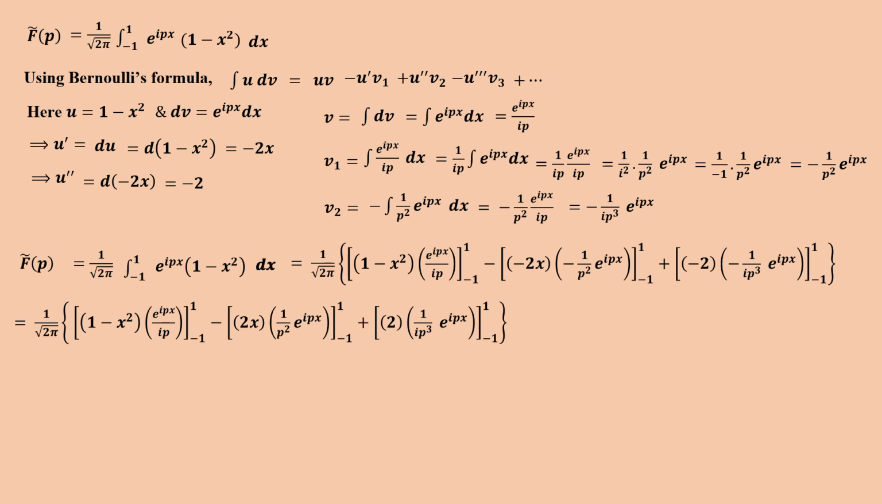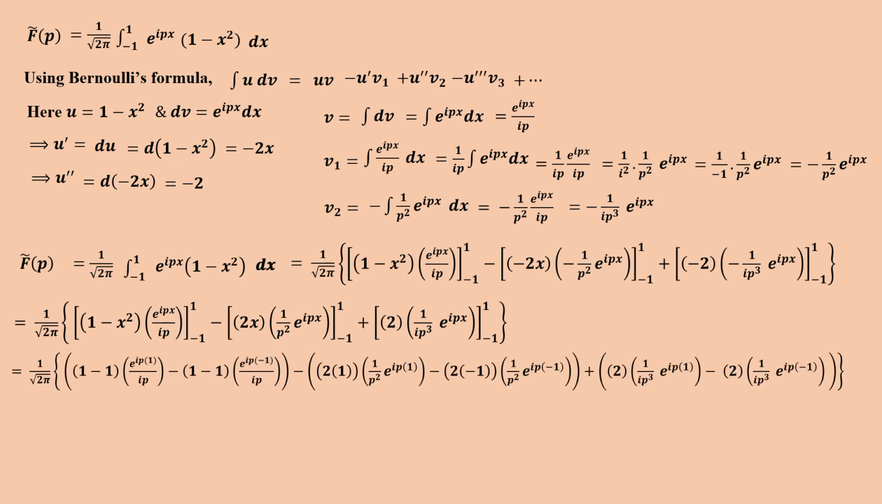So that is equal to 1 by root 2 pi, 1 minus x square e power ipx by ip, minus 1 to plus 1, limit minus 2x 1 by p square, so minus into minus plus, e power ipx, limit is minus 1 to plus 1, again minus into minus plus 2 into 1 by ip cube e power ipx, limit is minus 1 to plus 1. So we are going to substitute the upper limit and the lower limit.